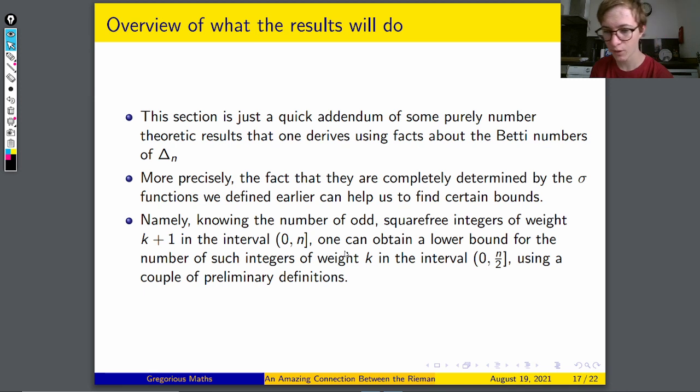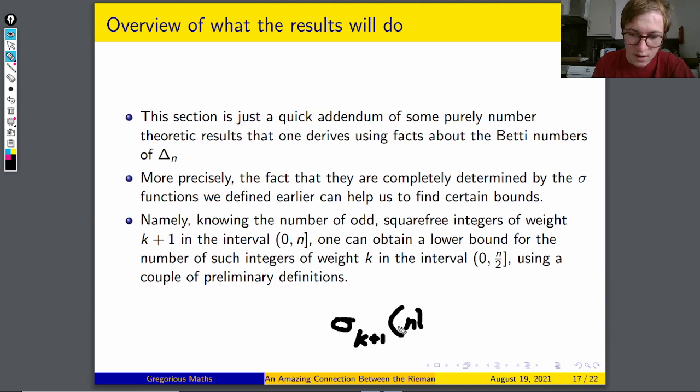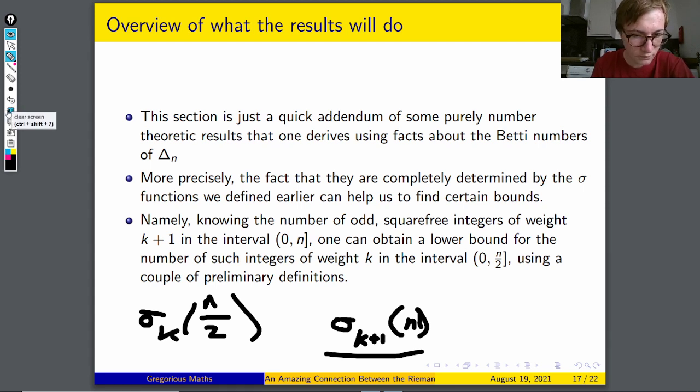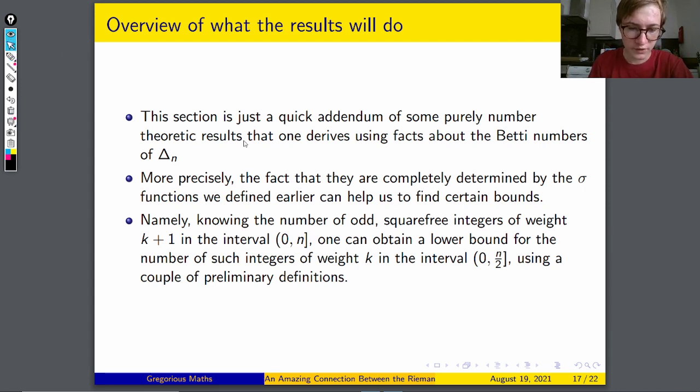Knowing the number of odd square free integers of weight k plus 1 in a certain interval, one can actually obtain a lower bound for the number of such integers of weight k in a smaller interval. And all we need is a couple of extra definitions. So, this right here is basically sigma k plus 1 of n. And knowing this thing right here, you can obtain a bound for sigma k of n over 2. So that's quite a nice result.